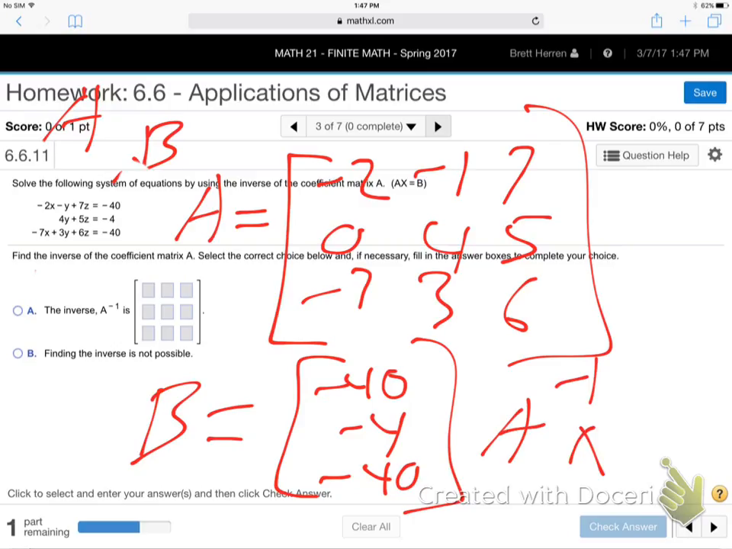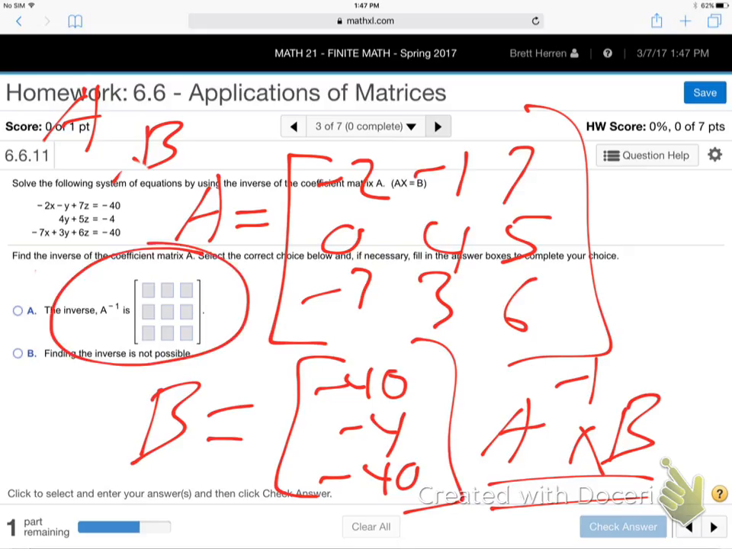Take A inverse times B. Am I on the screen? Yeah. And it equals, and you got it. Make sense? Is that good? Same kind of thing. So they want you to find A inverse. Here they want you to enter A inverse. They're going to break the question into two parts. They want you to type in A inverse.